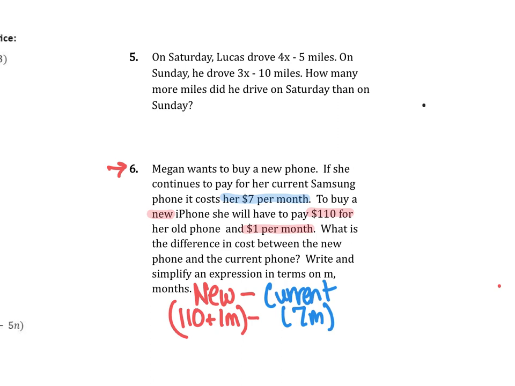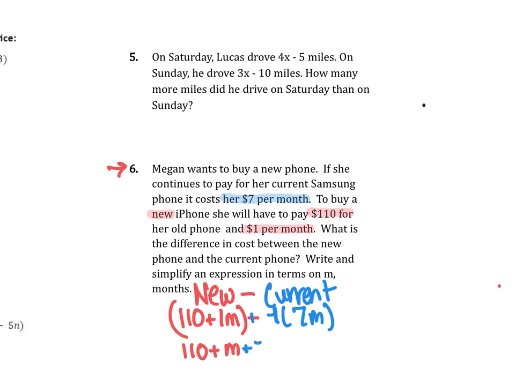So now that I did that, I'm going to be able to get rid of these parentheses. I am going to distribute the invisible 1, so 1 times each of these things is still 110 plus 1m, or just m, right? And then to get rid of the parentheses over here, I'm going to do a keep change. So this becomes a -1 out here. So -1 times 7, I'm just subtracting 7m either way.